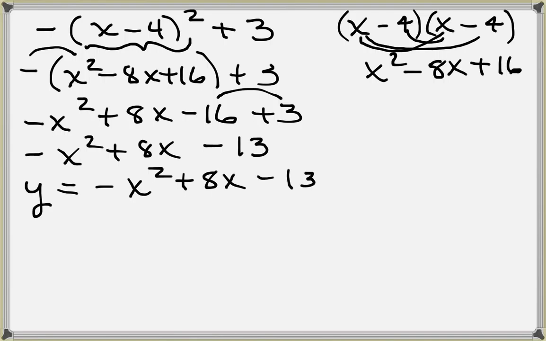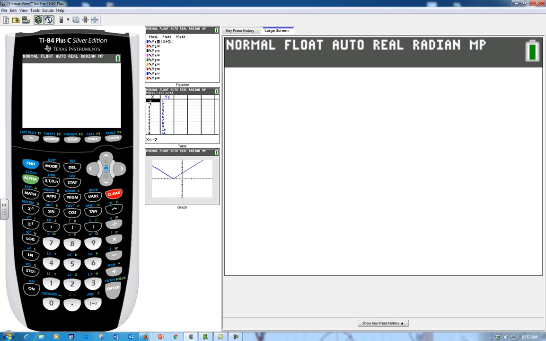If you were to graph this, let me just show you. I'm going to put it on the calculator so that we can go through the graphing real quick. Here's my calculator, and if we go back to what we had before, we had minus x squared plus 8x minus 13. Anything that has that square on it is going to be a parabola.